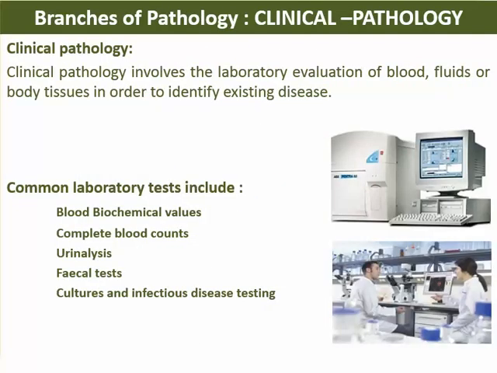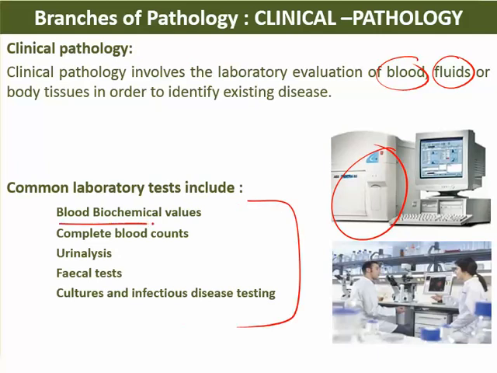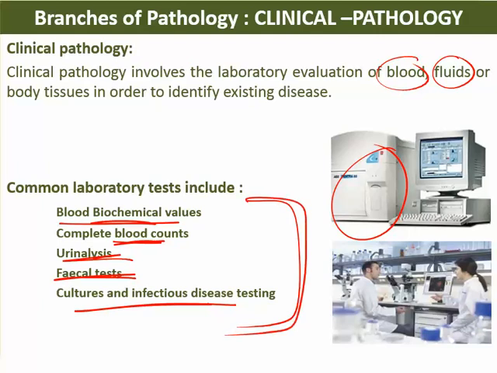Now coming to clinical pathology, this is a very commonly used lab in the clinical scenario. What we do is take blood, urine or any fluids from the body, put it in this machine and get all these values. Biochemical values like blood count, urine analysis, fecal tests, culture and infectious disease testing. All these things are done in the clinical pathology laboratory.